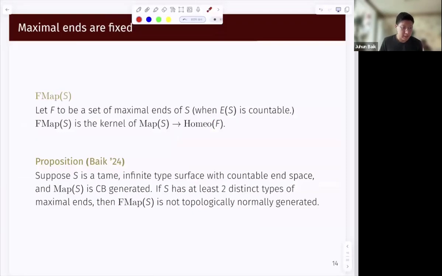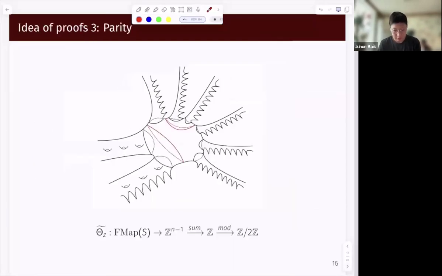if I first consider every maximal end fixed, then if we have two independent generalized shifts, those will give a surjection to Z squared. And those are continuous surjective maps. So because of the obstruction, it cannot be topologically normally generated. Okay, so this one is the first one. Okay, let me just skip this one.